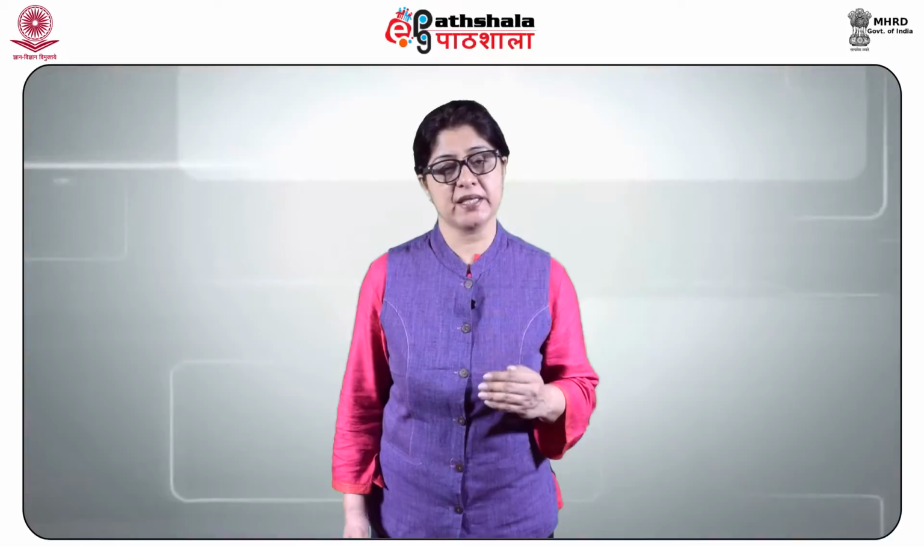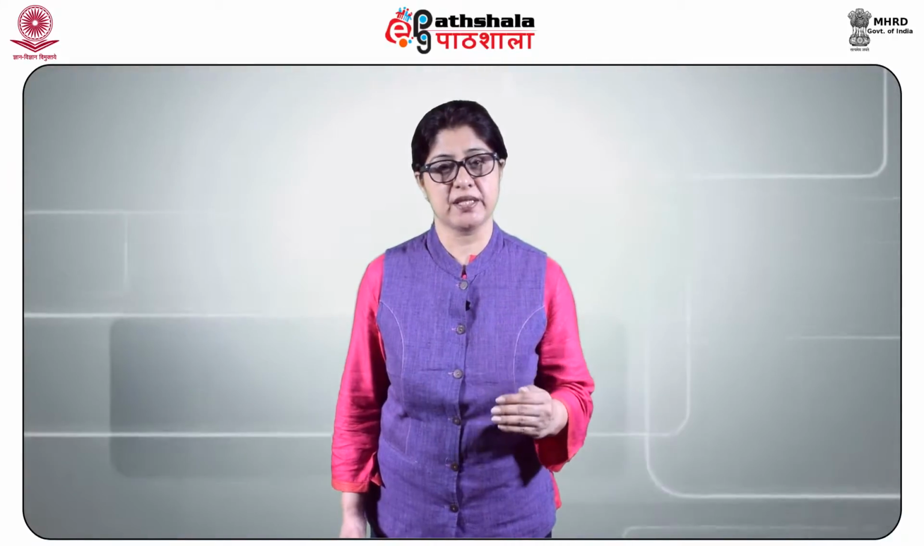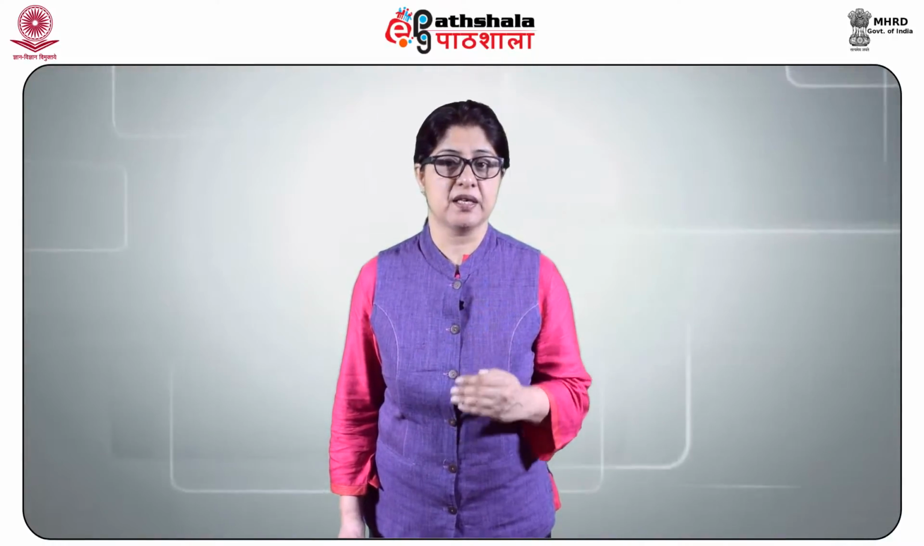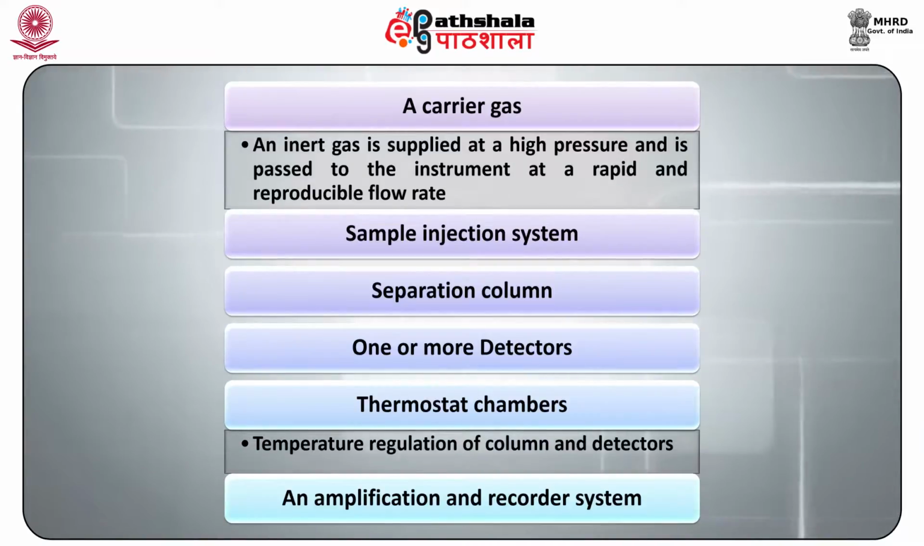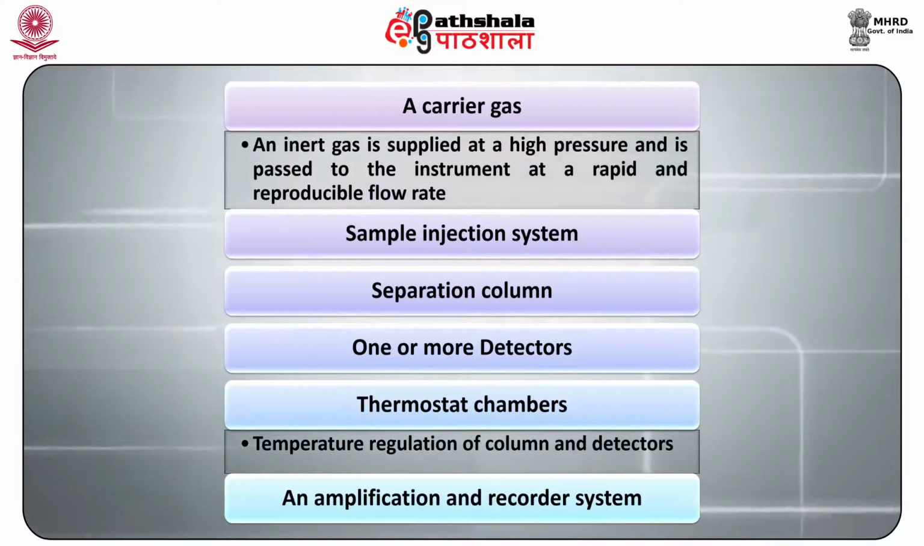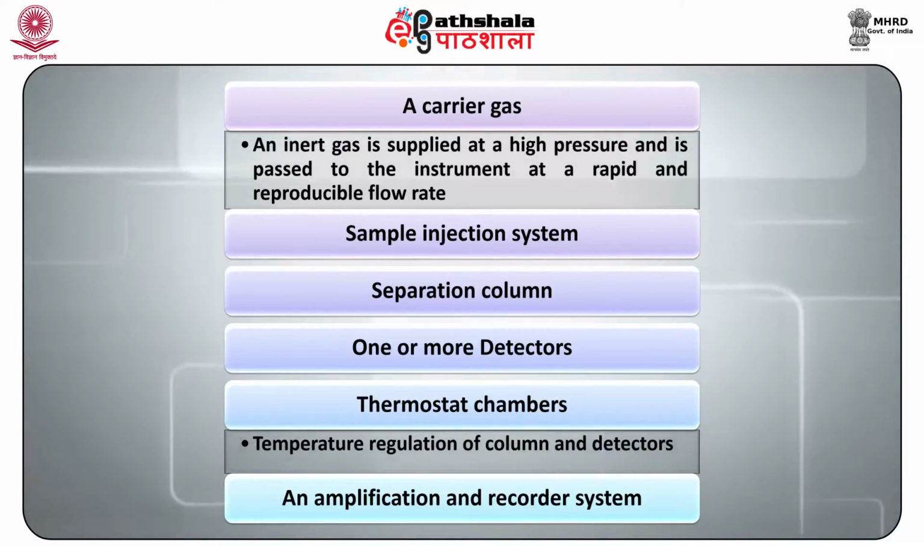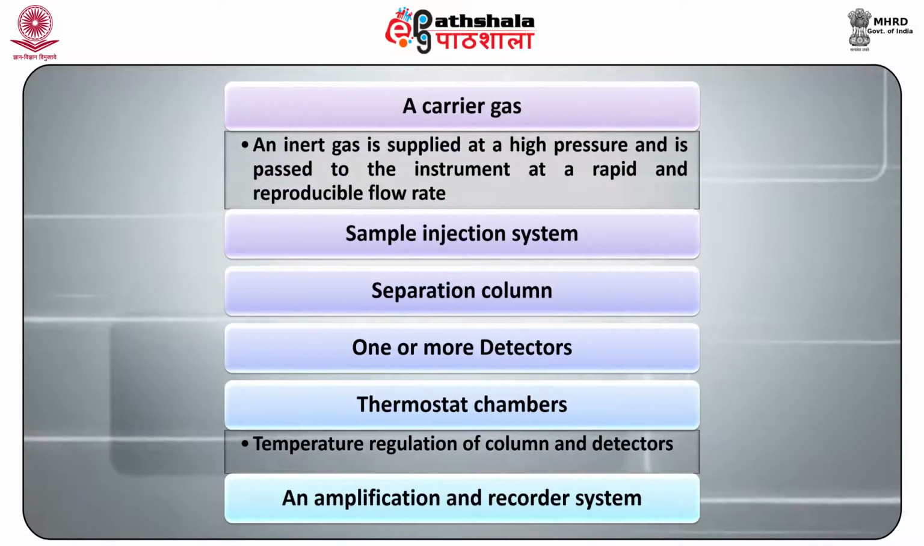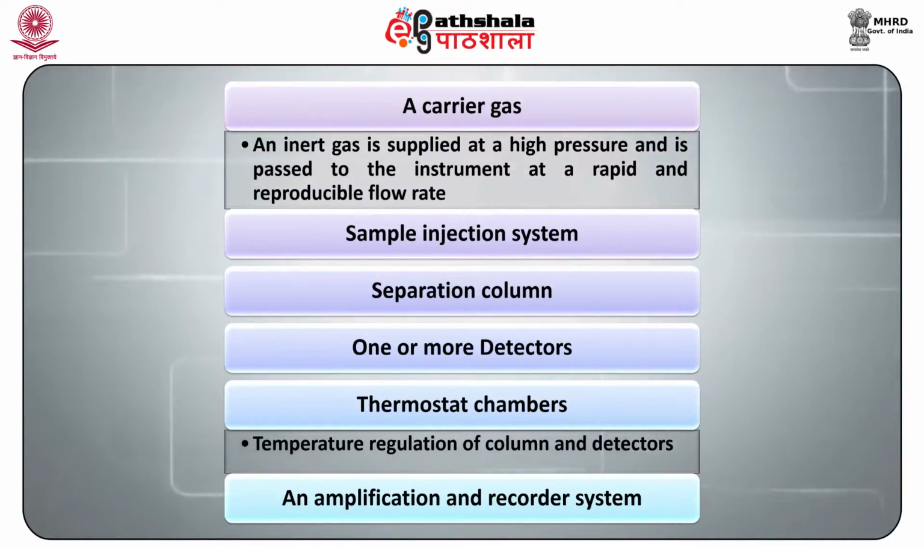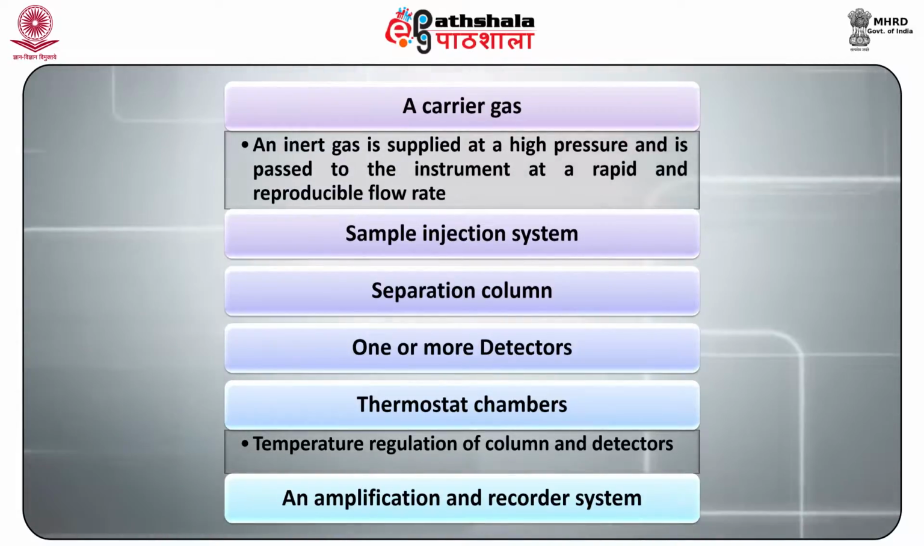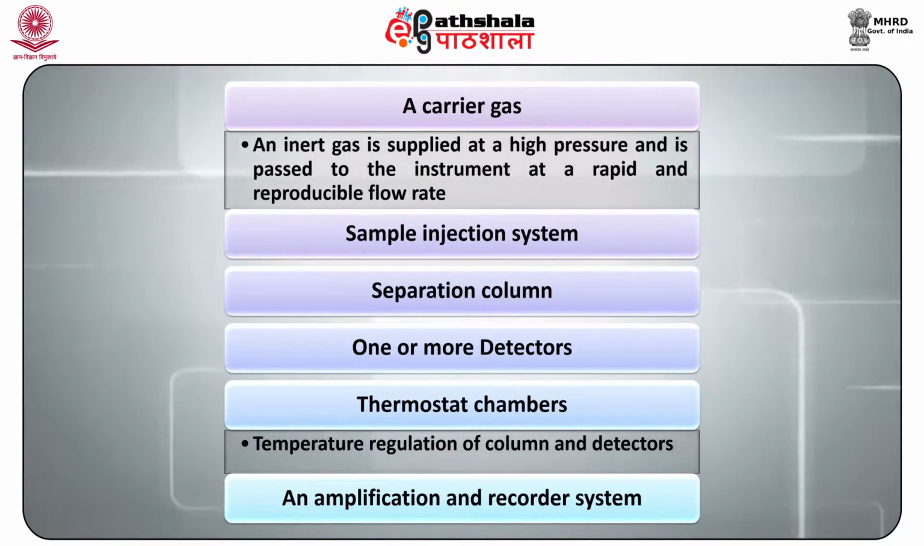Basically, all gas chromatographs, whether GLC or GSC, consist of 6 basic components. A carrier gas, which is an inert gas supplied at a high pressure and is passed to the instrument at a rapid and reproducible flow rate. A sample injection system, the separation column, one or more detectors, a thermostat chamber for the temperature regulation of the column and the detectors, and finally an amplification and a recorder system.